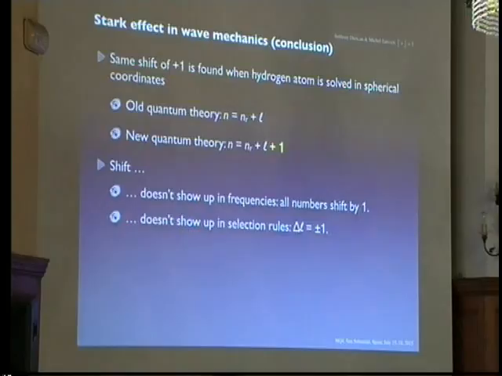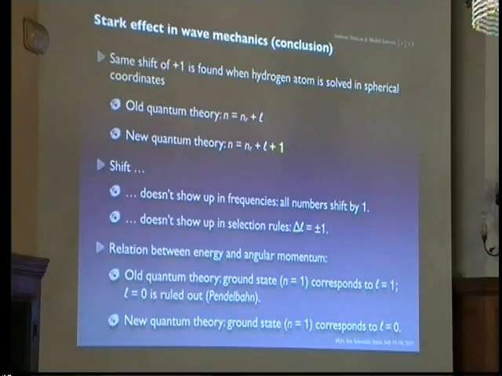And it also doesn't show up in the selection rules, because those just say that the delta L has to be plus or minus one. So it doesn't matter that this is off by one. But it really does, and this is the sense where you feel like in the old quantum theory they just got lucky, it really messes up the underlying physics.